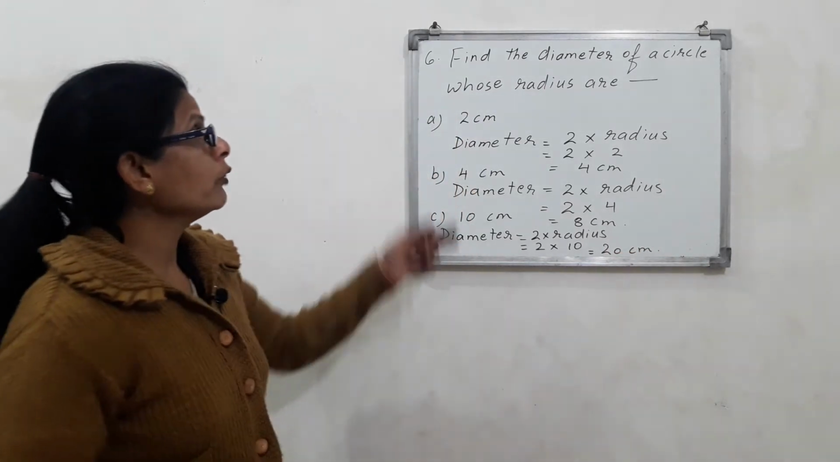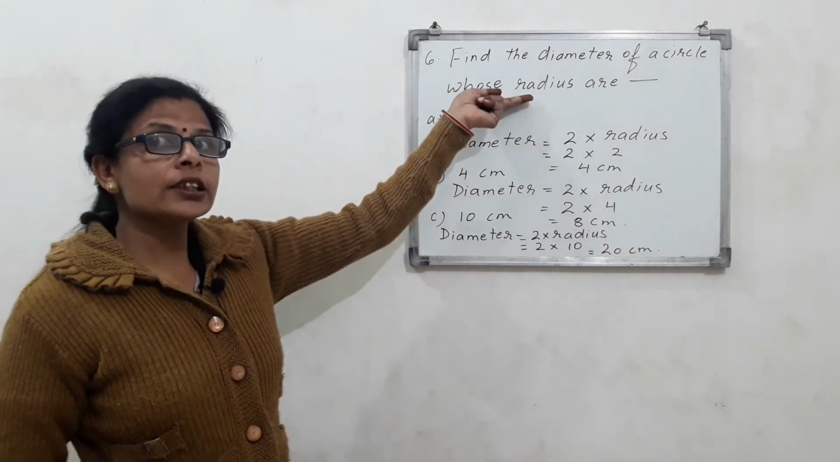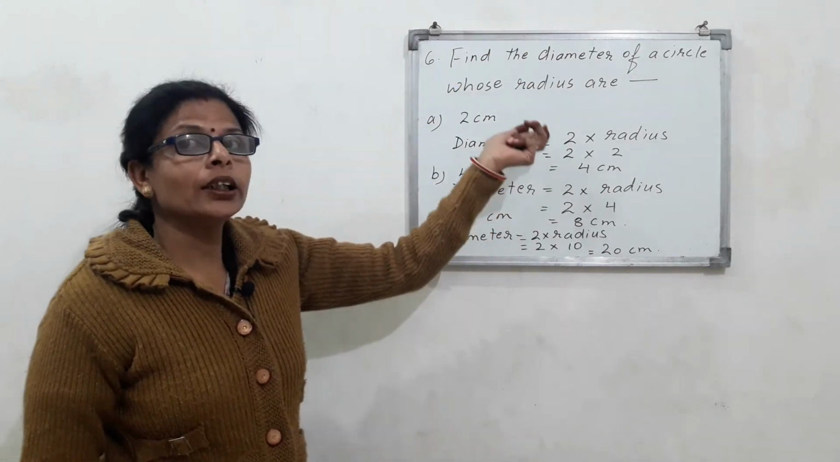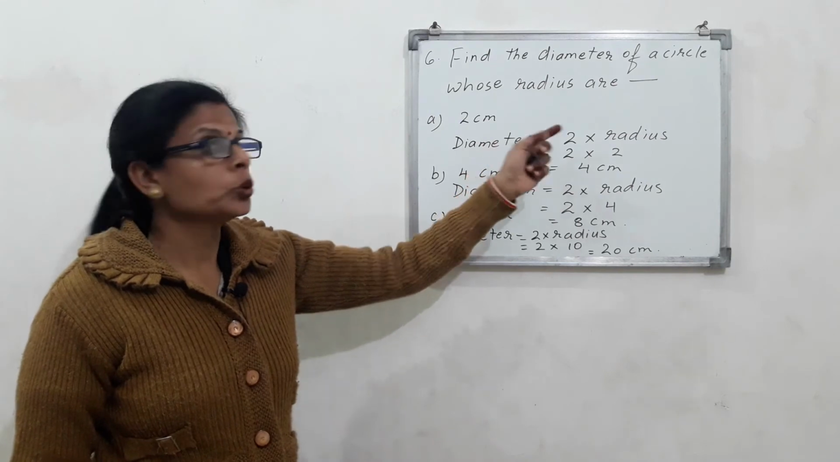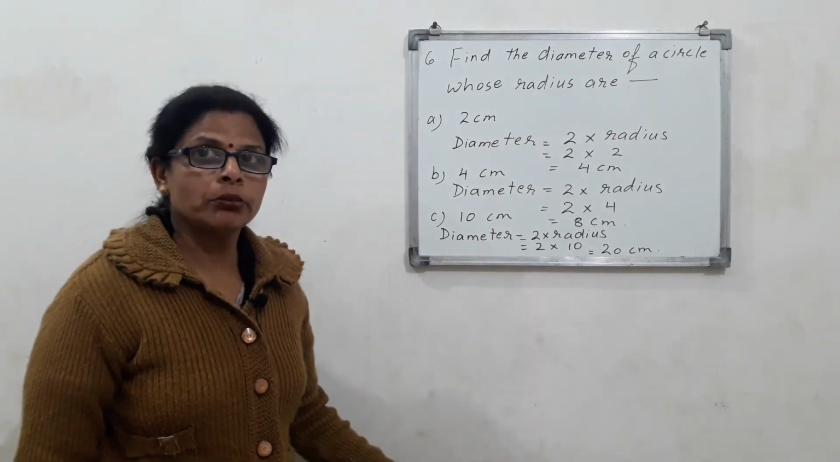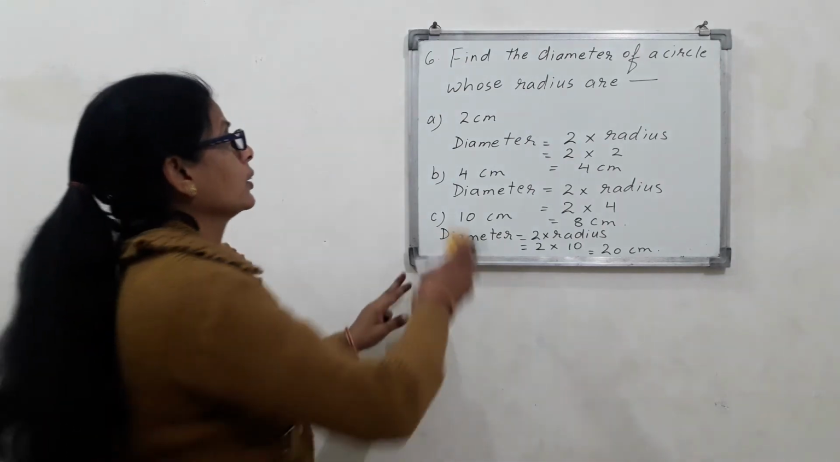Clear? So when radius is given and we have to find the diameter, we have to multiply the radius by 2. 2 multiplied by radius. This is the formula and we'll get the diameter. Clear? Next.